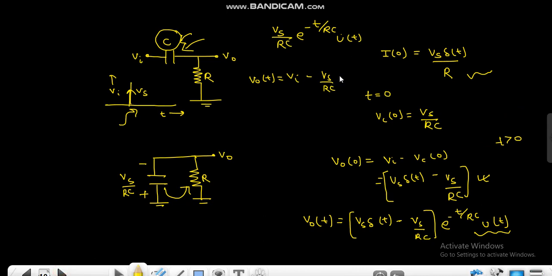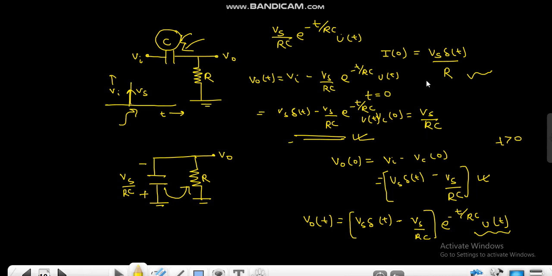Okay, so Vi minus Vs by Rc e to the power minus t upon Rc into ut. So it will simply be Vs delta t minus Vs by Rc e to the power minus t upon Rc into ut. Okay, like this. Okay, so it was an easy problem. So let me explain it once again.